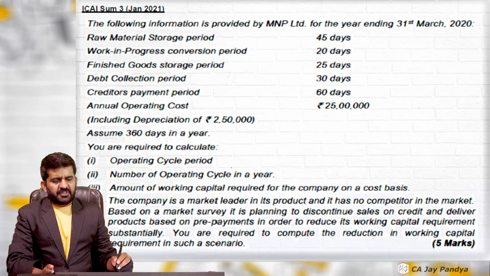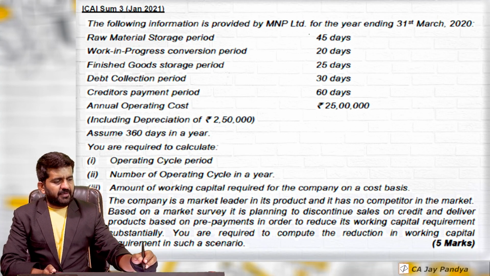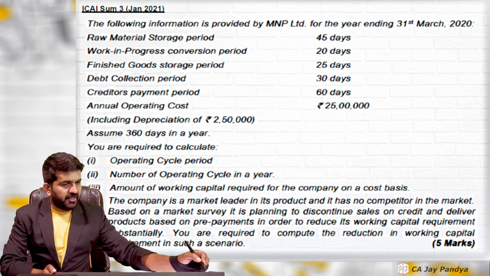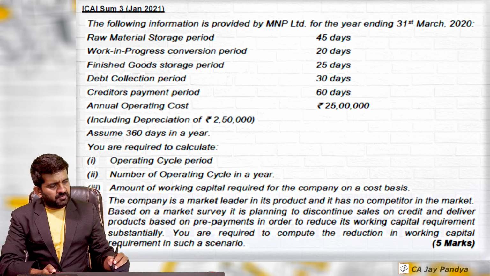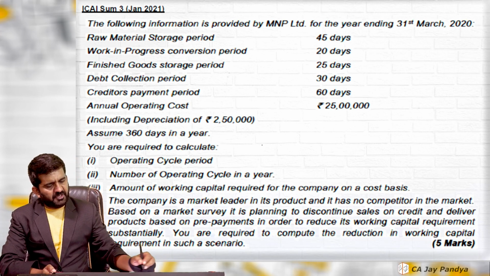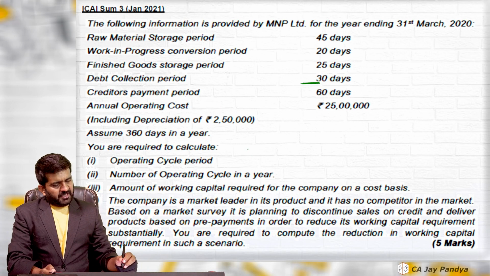ICAI sum number 3, January 2021, again of 5 marks. The following information is provided by MNP Limited for the year ended 31st March 2020. Raw material storage period 45 days, work in progress conversion period 20 days, finished goods storage period 25 days, debt collection period 30 days. So this all will increase our working capital.